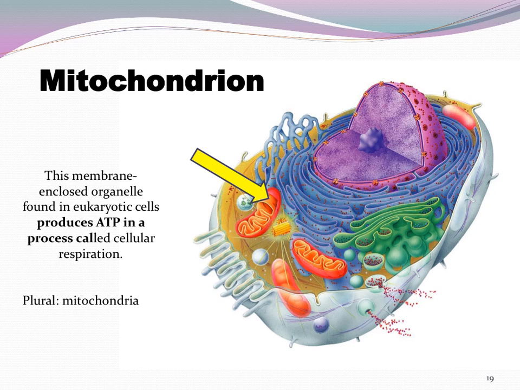This arrow is pointing to a single mitochondrion, which is an organelle found in eukaryotic cells that produces ATP in a process called cellular respiration. The plural for mitochondrion is mitochondria.